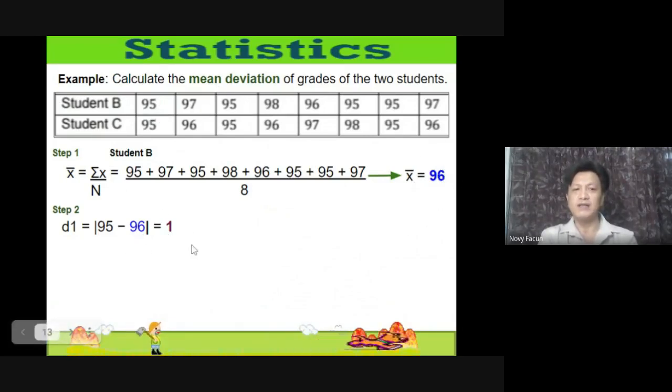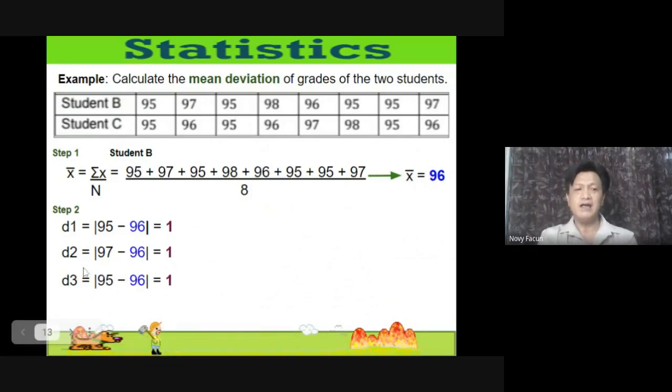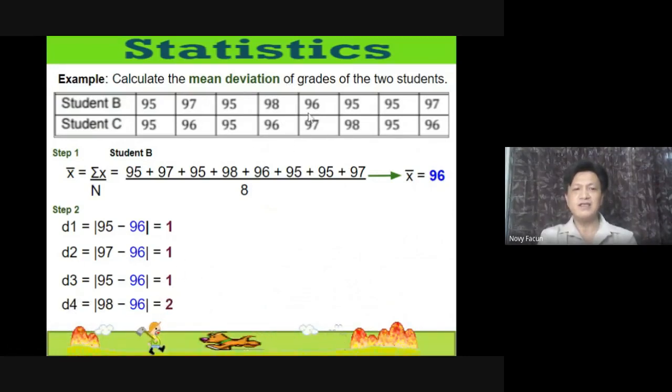Kaya nga, that is 1. Okay, d2 naman, 97 minus 96, the absolute value of that, the difference is always positive 1. And d3 naman natin, di ba, 95 minus 96, so that is 1 pa rin. And d4, this is 98 minus 96, that is positive 2, yung kanyang absolute value. And d5, this is 96 minus 96, 0. So, absolute value of 0, 0 pa rin yan, walang distance yun.